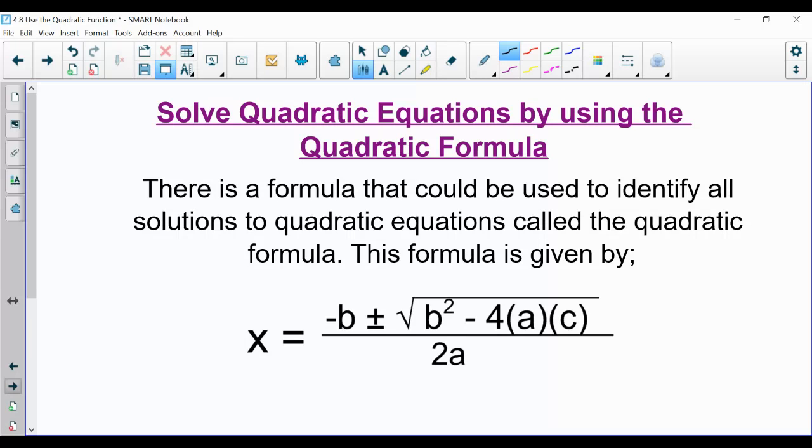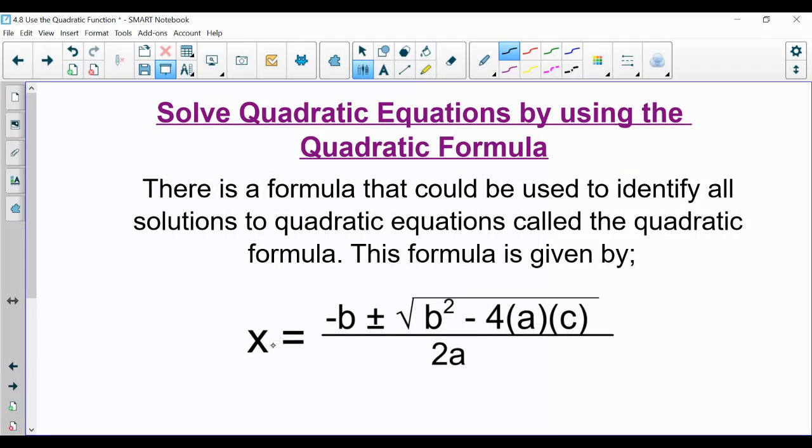As we mentioned in the last lecture, this is going to be the method by which we can solve any quadratic. It is this formula here. It is quite long, but it's super nice because this always works. If you're ever stuck, just say, I've got the quadratic formula, that's what I'm going to use. The quadratic formula is negative b plus or minus the square root of b squared minus 4 times a times c, and all of that is being divided by 2a.